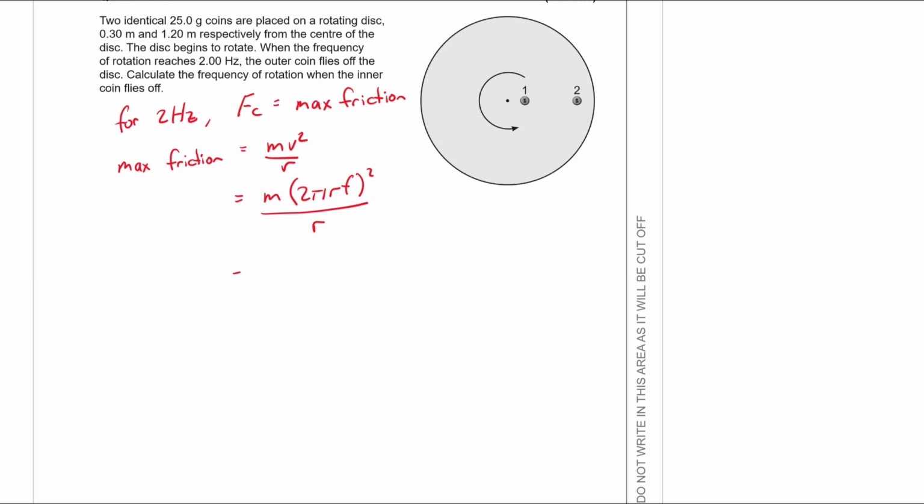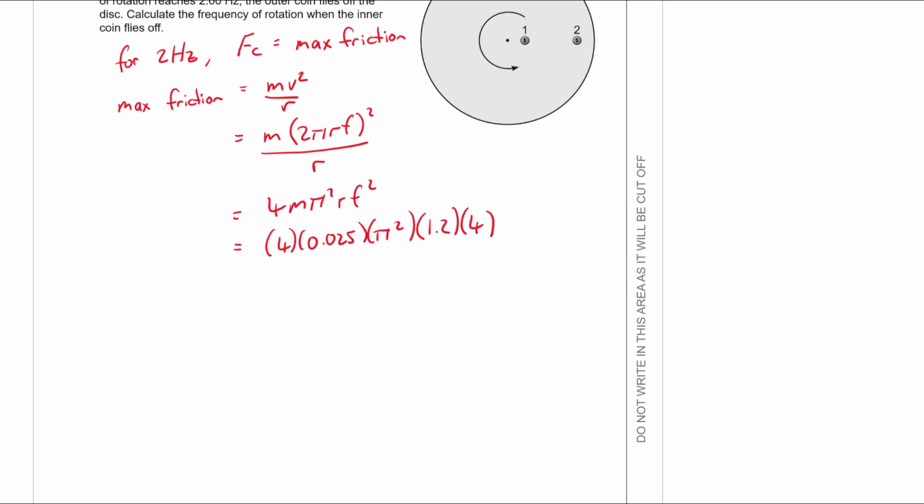And I'll just keep working that through, and what I'll end up with is, I like to put the numbers at the front, 4m, then pi squared, and then r, one of them cancels there, so keep r by itself, and then f squared. And now I can just sub in, right, so I've got the 1.2 there, which is for coin 2 over here. And then when I put that in, that ends up being 4.74 newtons.